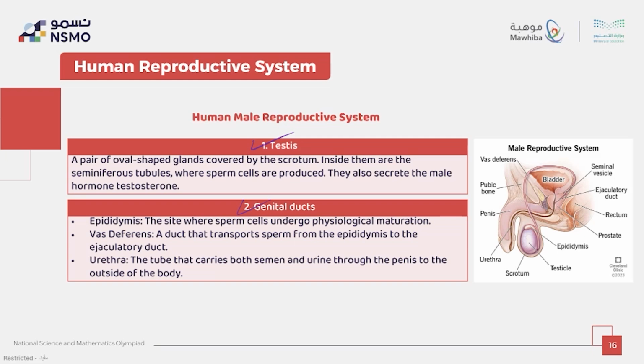The other one, the urethra. The urethra is the tube that carries both urine and semen to the outside of the body. So, notice how the system is highly efficient. Production, maturation, transport, and release, a perfectly organized process.